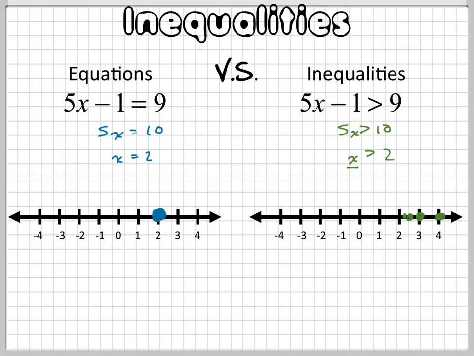Because that would be so hard to put a dot on, what we do is we say it cannot equal 2, but it's everything above 2. And that's why you have the arrow. That's why you have an open circle right here. Why is that open? Because it cannot equal 2. 2 is not a solution. Does that make sense? If there was an equal sign right here, then this would be a closed circle, because then 2 would be a solution, right?